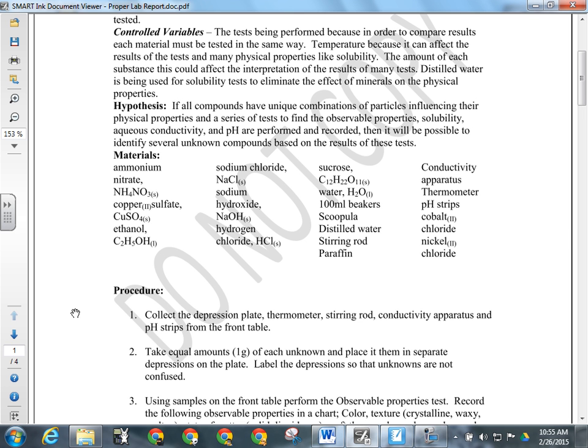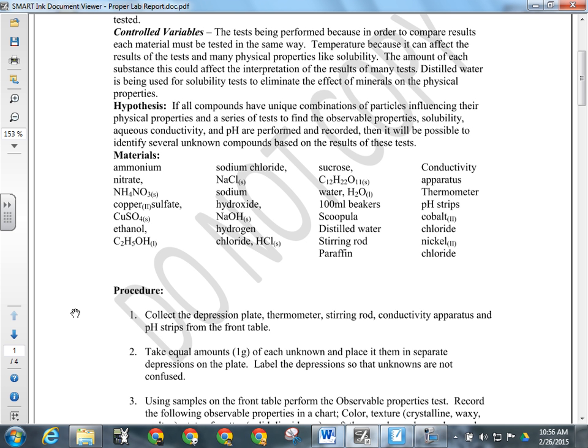I'd have been satisfied with that. And the and part talks about your experiment, just briefly. And a series of tests to find observable properties, solubility, aqueous conductivity, and pH are performed and recorded. So all I said is I'm going to run these 4 tests. That's all I said about the experiment. No real detail, just these 4 tests. The then part says, here's what's going to happen. You have to take a stand in a hypothesis and say, if this is true, then this will happen. Or if this is the cause, I'm going to find this. That's how a hypothesis works.